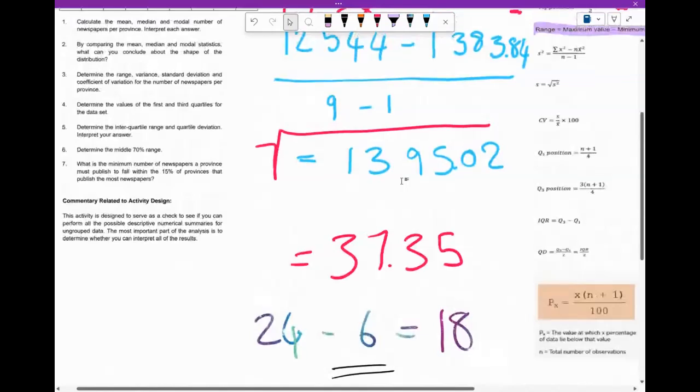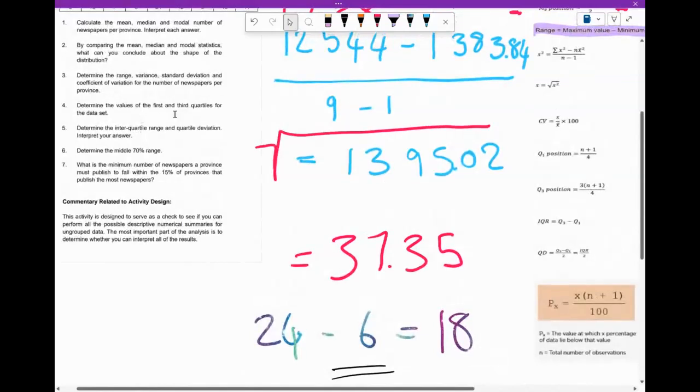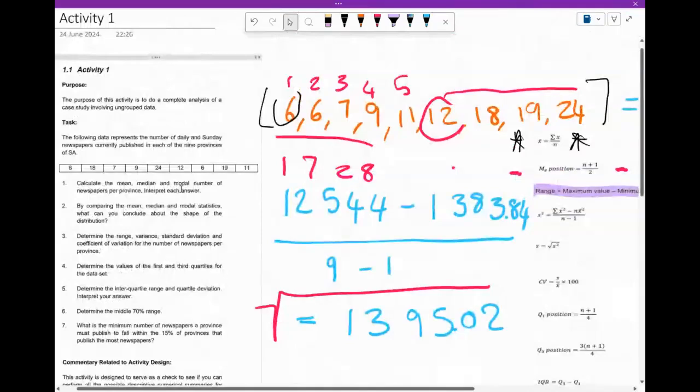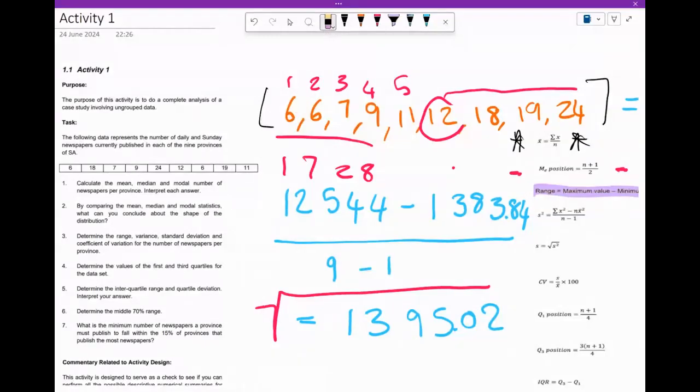Okay, and here now they're asking us to determine the value of the first and third quantile for the data set. Right. So again, before you can do your quantiles, you need to have your data in order. So just so that we are aware of that, I want us to clearly see our values again.